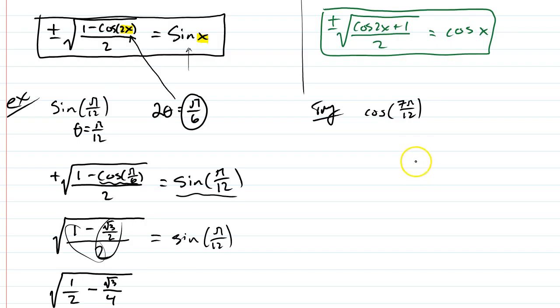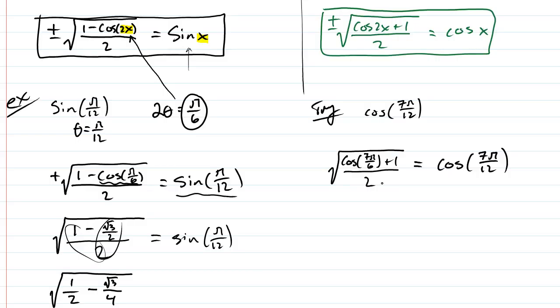Okay, so if we put it in the half angle formula, we're going to do cosine of 7 pi over 12, and then over here we're going to be doing the root of cosine of double that angle, so really it's going to be 7 pi over 6 plus 1, all over 2. Okay, 7 pi over 6 is on the unit circle, which is why we can do this. And we have to pay attention to whether this should be plus or minus.